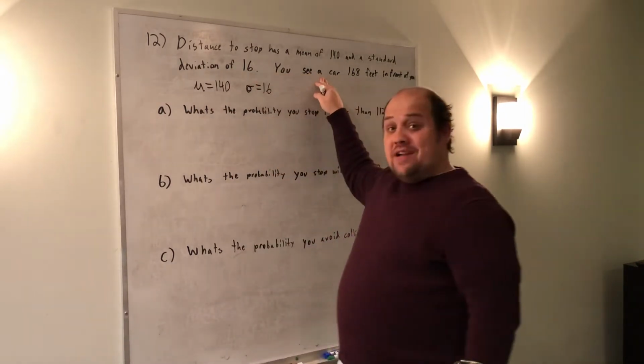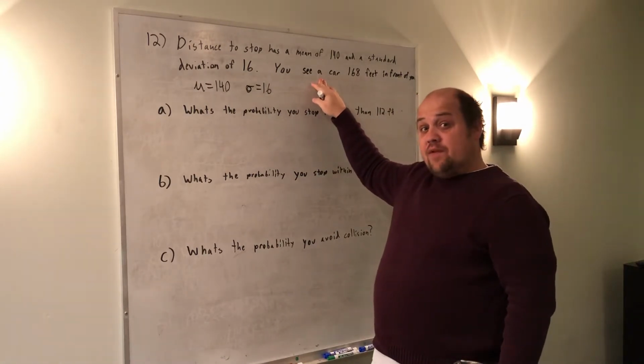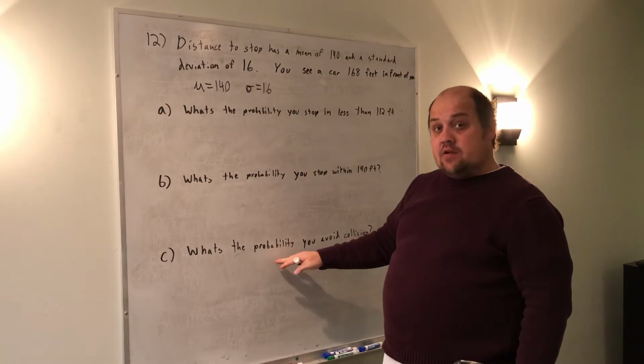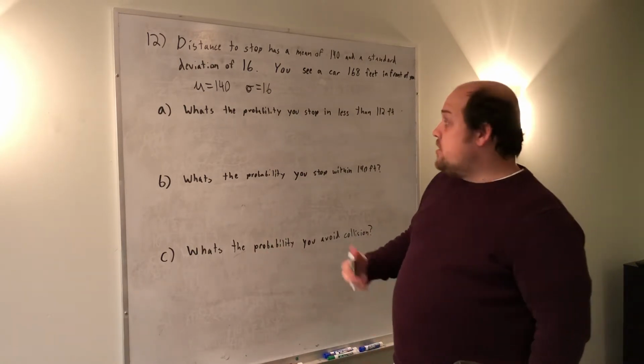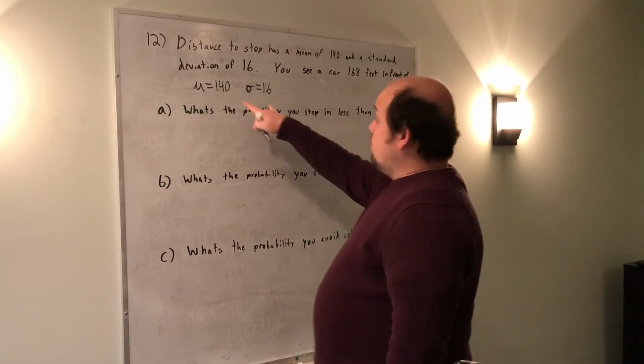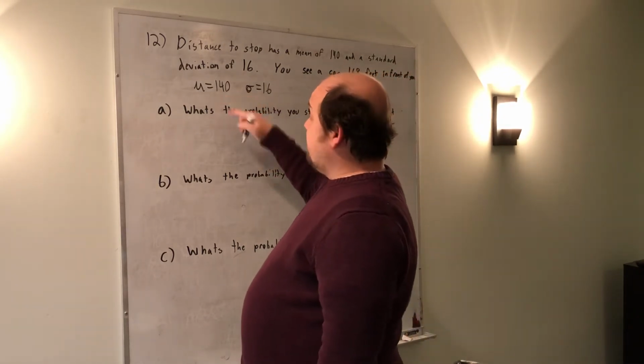While this last part is important, the 168 feet we are away, it really isn't important until we get down to question C, which reference is in. So when we start with question A, what's the probability you stop in less than 112 feet? We really just need these two pieces of information.